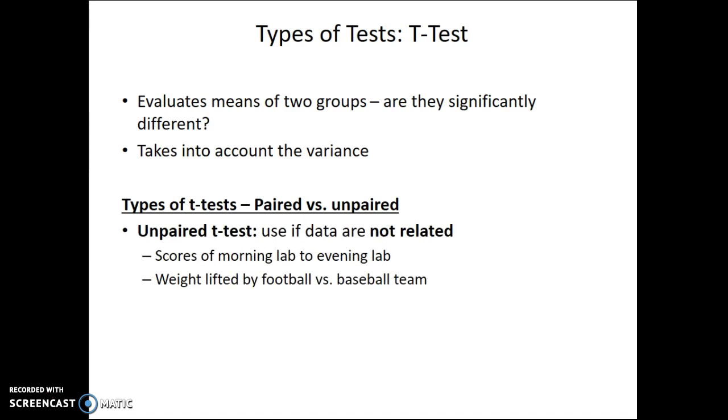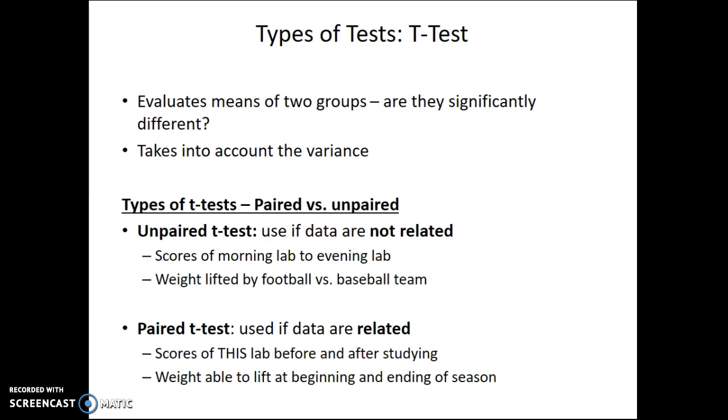You'll use an unpaired t-test if the data are not related to each other. By this, if you're dealing with two entirely different populations of individuals, say individuals in the morning lab and those in an evening lab, those people are not related to one another, so you would use an unpaired t-test. If you're comparing the amount of weight lifted by the football team and the baseball team, again, those players are not related to one another. They're different groups of people, so you'd use unpaired.